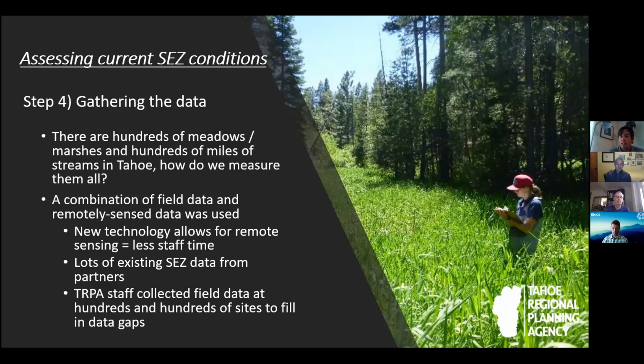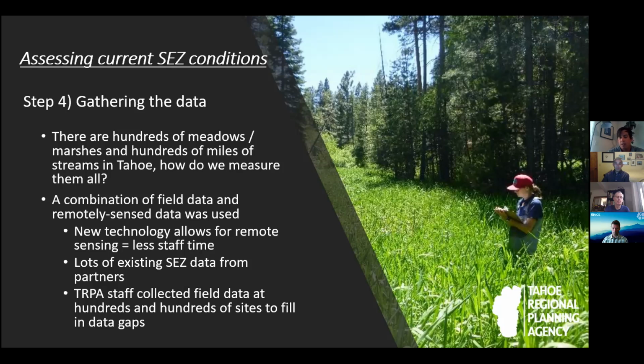There's this new technology, remote sensing, that allows us to collect data that you normally would have to go out in the field to do, and you can do it from your desktop computer. The amount of information that you can get with this new technology, things like LiDAR and other vegetation monitoring programs, is pretty impressive, and it saves so much staff time.